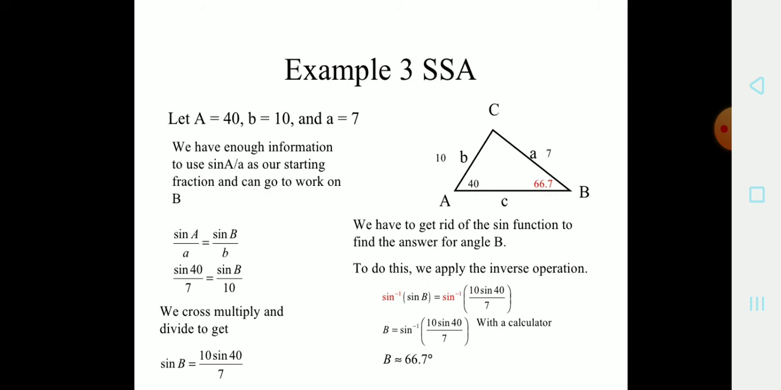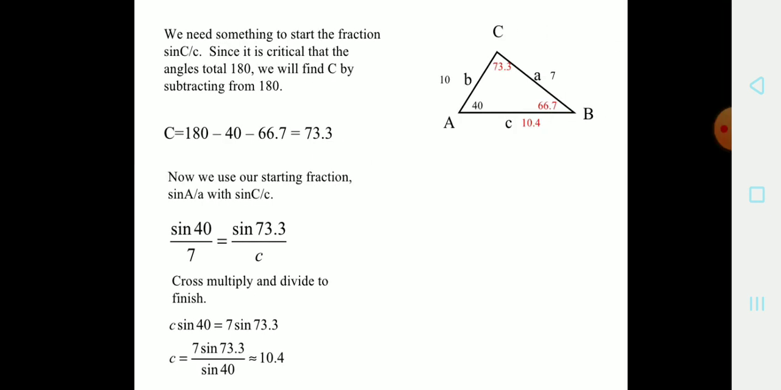So we have to get rid of the sine function to find the answer for angle B. To do this, we apply the inverse sine function. So sin inverse of sin B equals sin inverse of 7 sin 40 over 10. So B equals sin inverse of 7 sin 40 over 10. With a calculator, B equals 26.7 degrees. So we need something to start the fraction sin C over c.